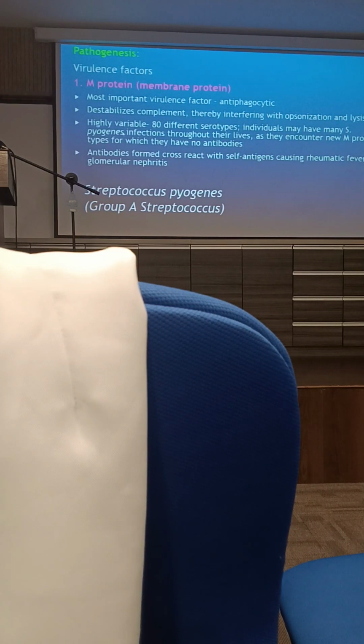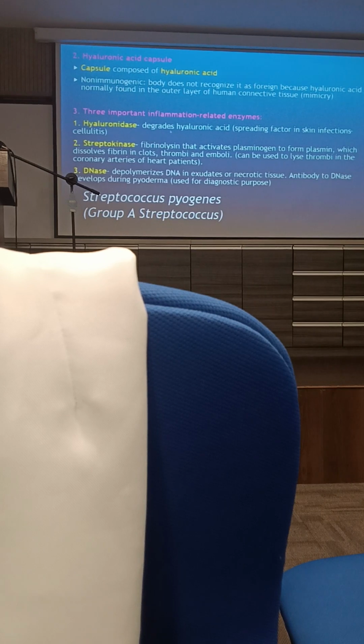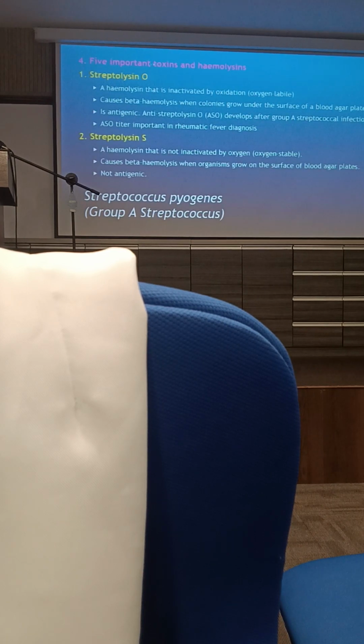Okay, I won't go through this much. So this is M protein, capsule, enzymes. Okay, it can produce hyaluronidase, streptokinase, DNase, and 5 important toxins and hemolysins.